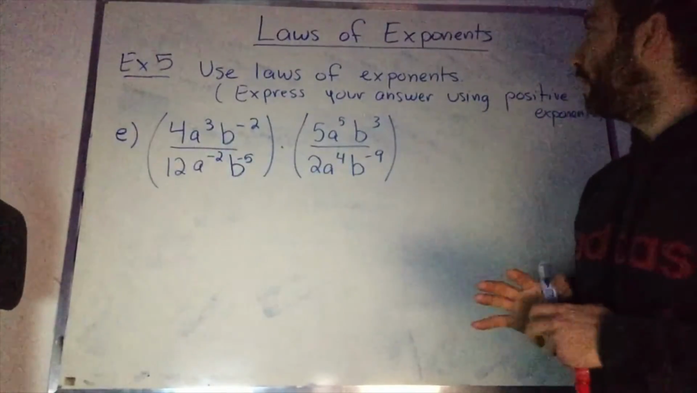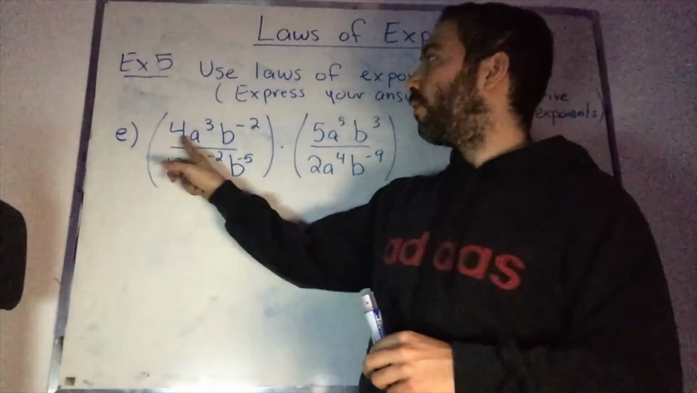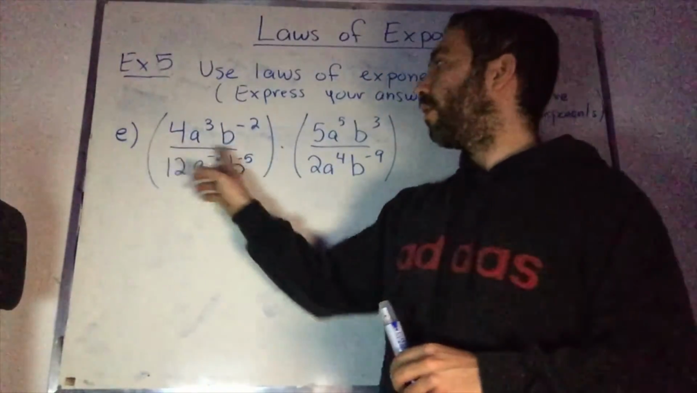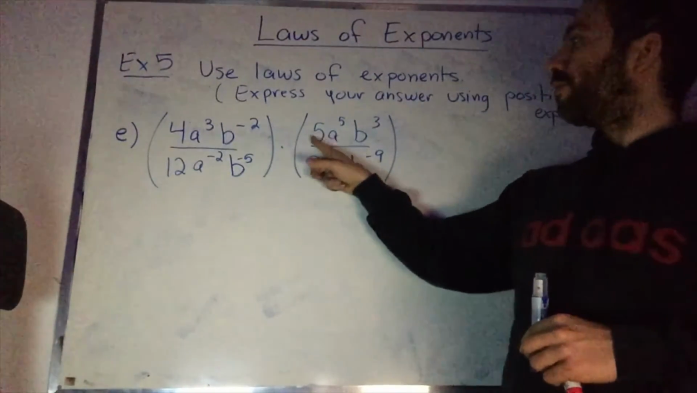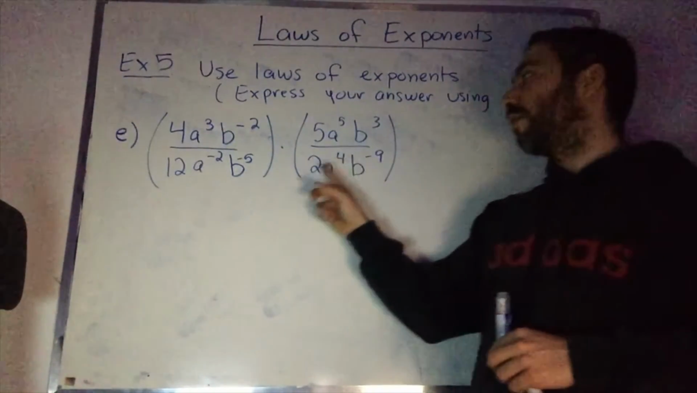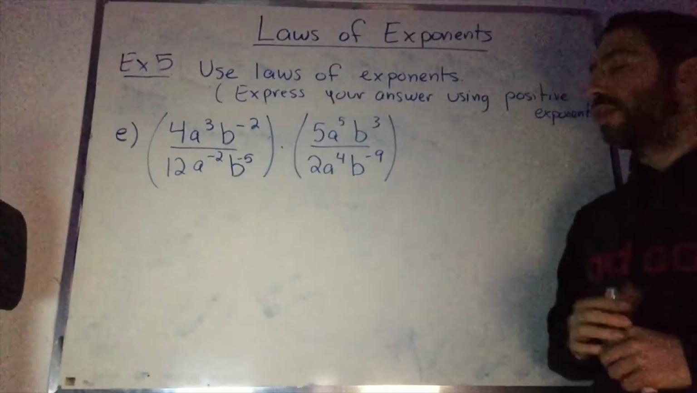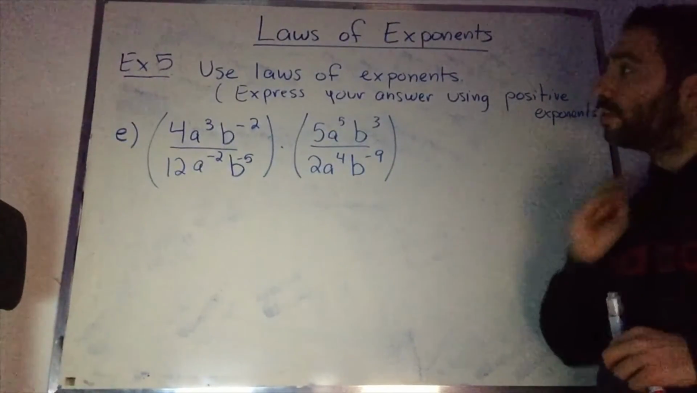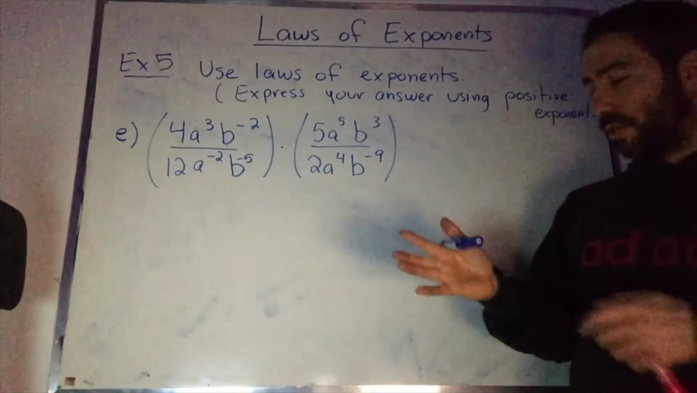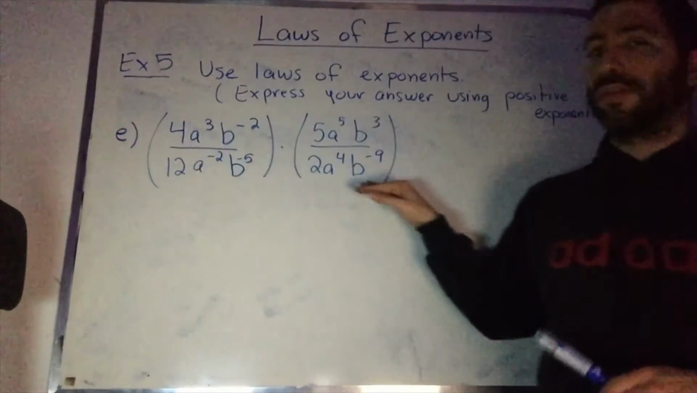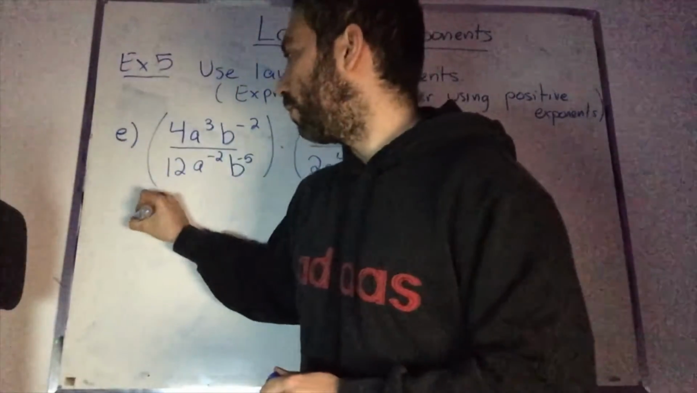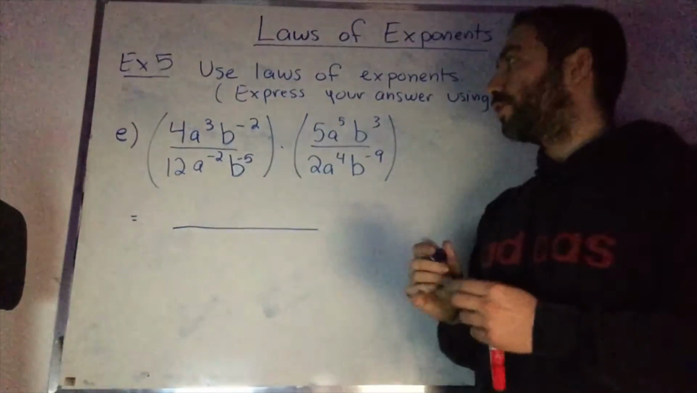So in this example here, we have 4a to the 3b to the negative 2, all that divided by 12a to the negative 2b to the negative 5, multiplied by 5a to the 5b to the 3, all that divided by 2a to the 4b to the negative 9. Okay, so we have to simplify this. Again, what I like to start off with is I focus on the numerator, and then I focus on the denominator. So I like to put it over one fraction, one big fraction.